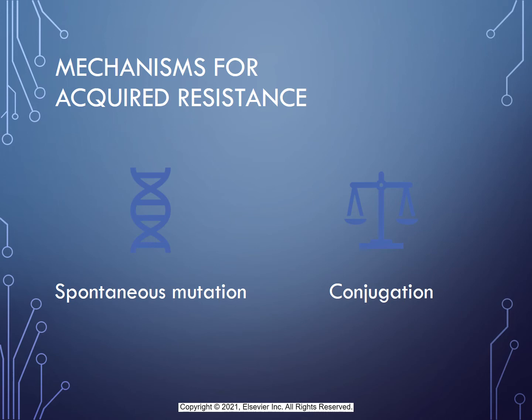Conjugation is a process by which extrachromosomal DNA is transferred from one bacterium to another. To transfer resistance by conjugation, the donor organism must possess two unique DNA segments, one that codes for the mechanism of drug resistance and one that codes for the sexual apparatus required for DNA transfer. Conjugation takes place primarily among gram-negative bacteria.